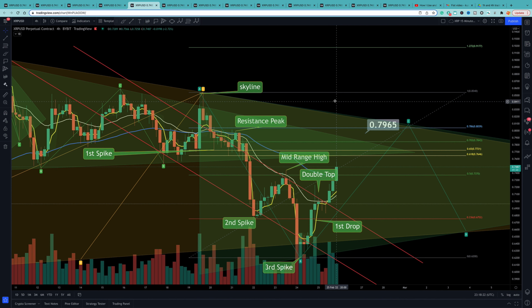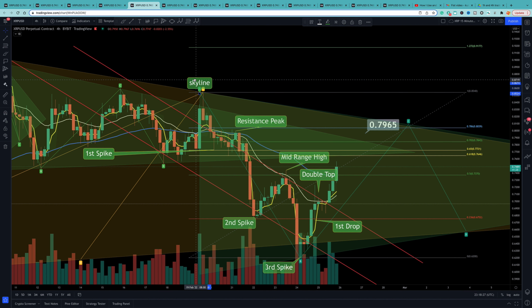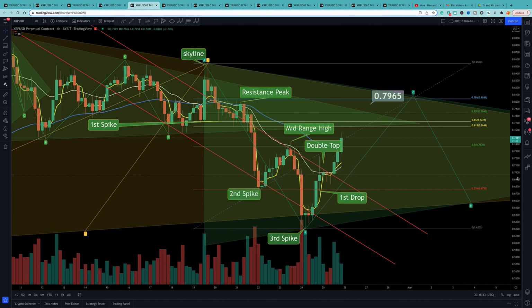So the target for this, when it breaks out, is the top of the channel, which is back to skyline here. So rather than going to the full top, we're looking at it hitting resistance peak. So if you look at resistance peak here, give me a box. So there's the space there. Here's the resistance peak, here's the way down until it dropped. So here's the golden pocket, here's the 702, and here's the 786. Now it breaks this channel, the target will be the top of the channel.